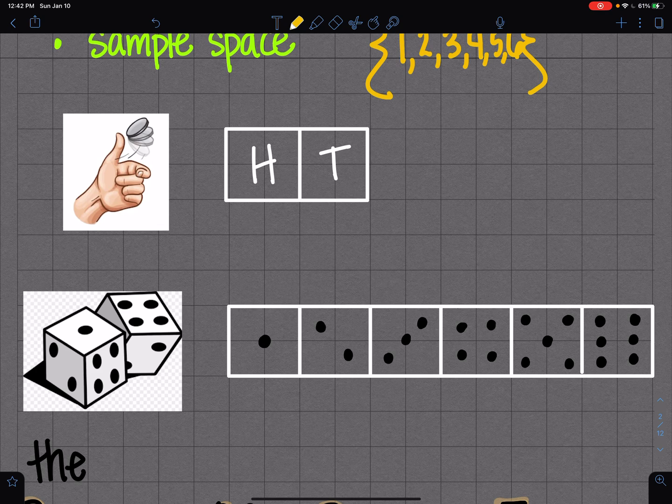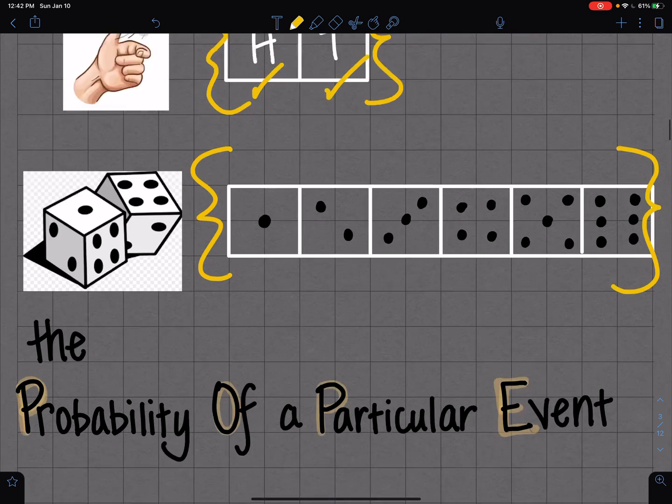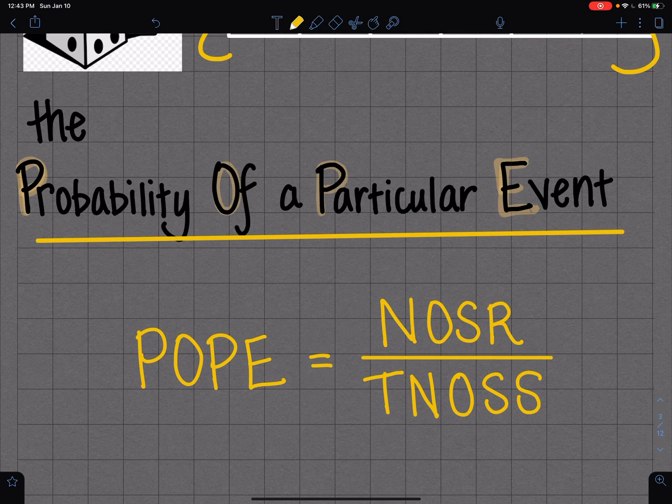So we define the probability of a particular event with an equation. When you look at flipping a coin, the sample space is small, right? You're either going to get a heads or you're going to get a tail. That's the sample space. This is one outcome. This is another outcome. Here's the set for rolling dice. Okay, you're going to get one of those things. The probability of a particular event. So this is the equation that you need to know.